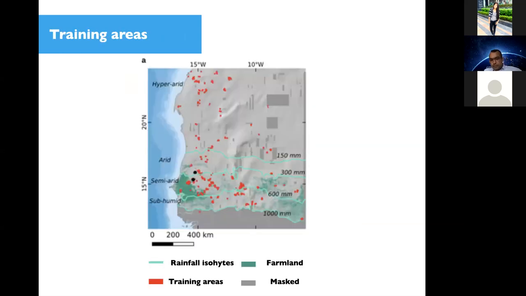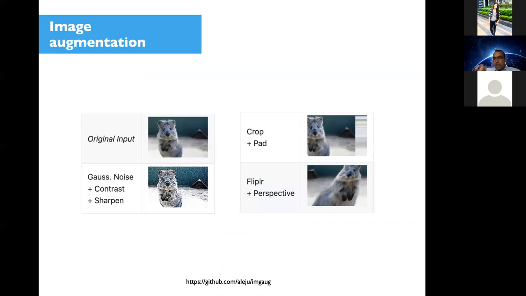And just to tell you a bit more about the training data that we had created, we had 400 training areas where we had manually annotated trees, and they were spread out in this particular region. Here you can also see other features that are relevant in this particular area, such as farmland and rainfall isohyets. So when you have input data, what you try to do is create as much training data as possible from it.